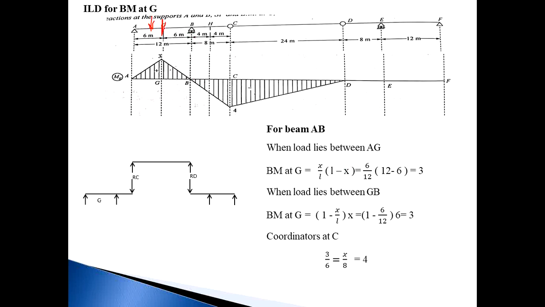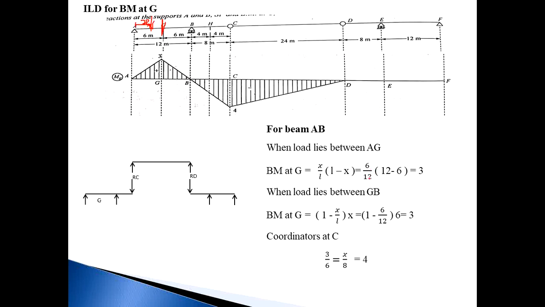So moment about G when the load lies between A and G, reaction RB into 6. So X is equal to, bending moment at G is equal to X divided by L, that is RB, in bracket L minus X. Suppose this is the X value. When the load lies between A and G, suppose the load lies at point G. So X by L in bracket L minus X.